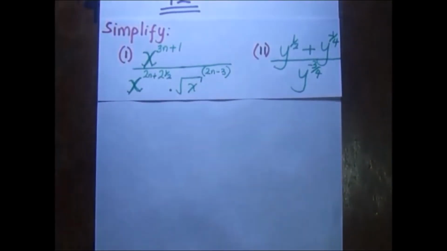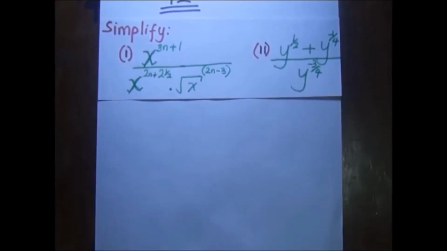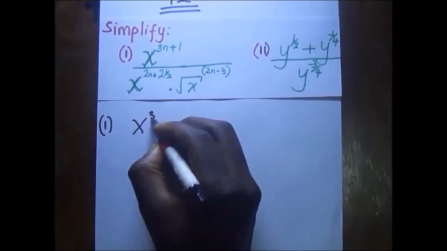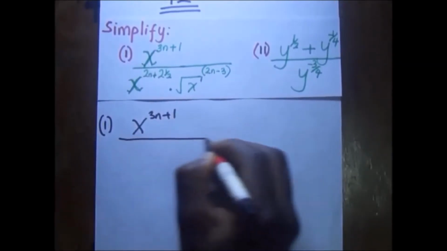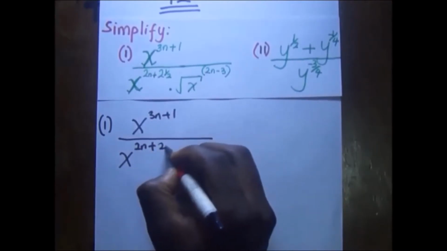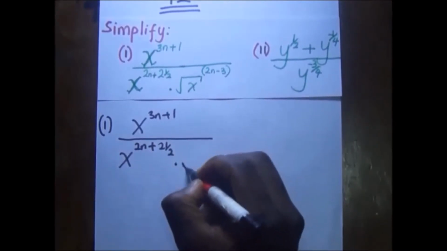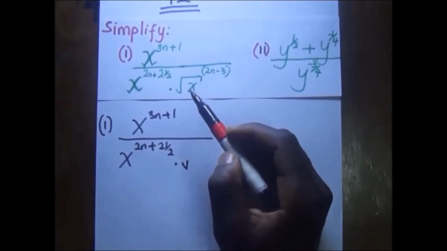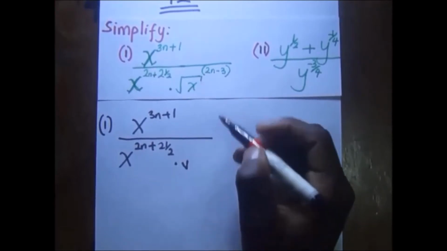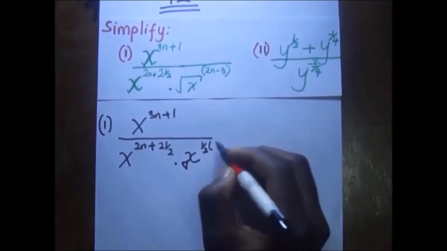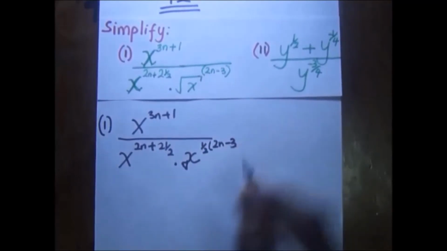Roman 1, they're asking us to simplify that number to the simplest terms possible. So we shall begin. Our Roman 1 is x to the power 3n plus 1 over x to the power 2n plus 2.5, multiplied by, now the square root of x is the same as saying x to the power half. So this is the same as saying x to the power a half times 2n minus 3.